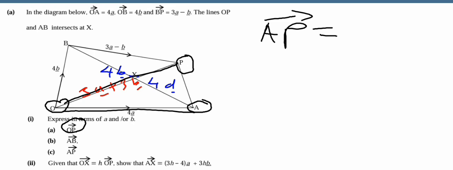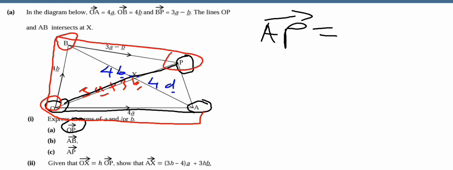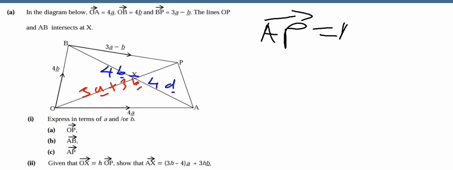Then if you don't want to use this route here, you can also use this route here, where you are going to move from A up to O, then from O up to B, then from B up to P. You can also use this route here. Moving from A up to O, then from O up to P. That is how we are going to move.